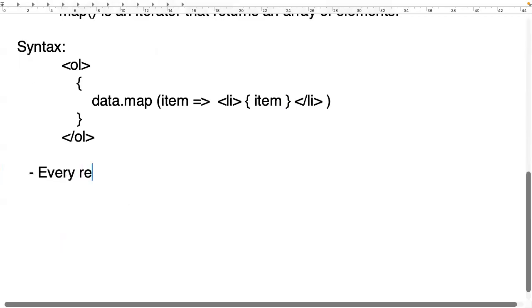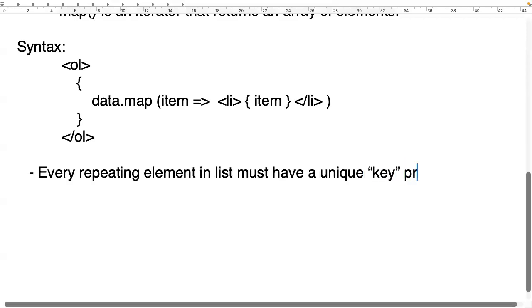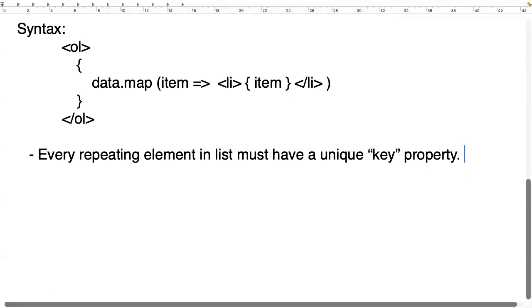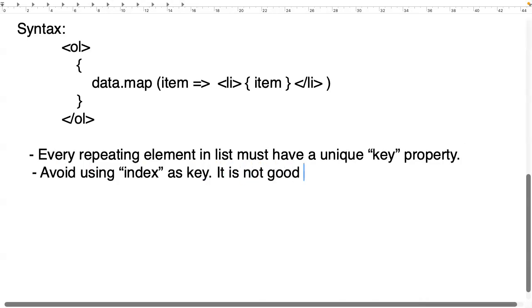Every repeating element in a list must have a unique key property. Avoid using index as key. It is not good according to programming standards.